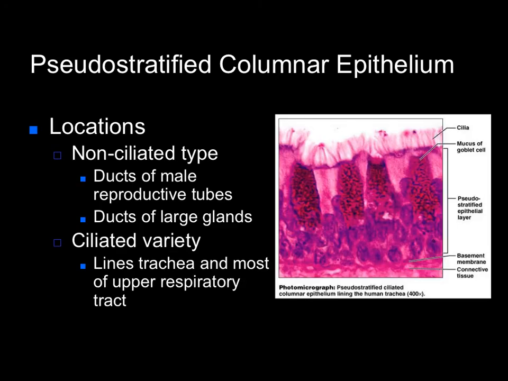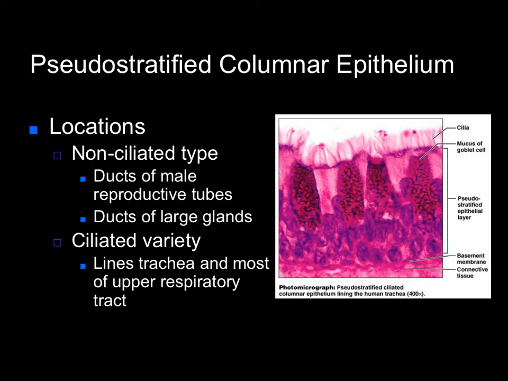Here we have locations of the non-ciliated type: the ducts of the male reproductive tubes and ducts of larger glands. The ciliated variety is going to be lining your trachea. Okay, if you think about your respiratory tract, you want cilia there to trap any particles, bacteria, things like that, and help you out.